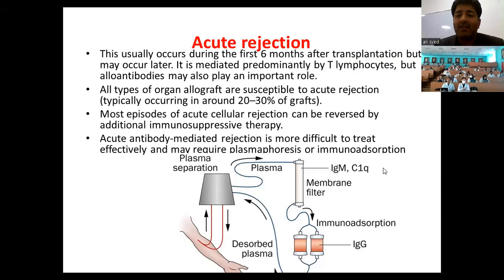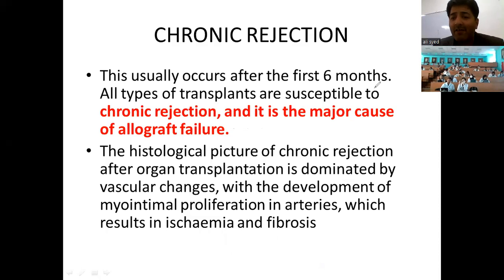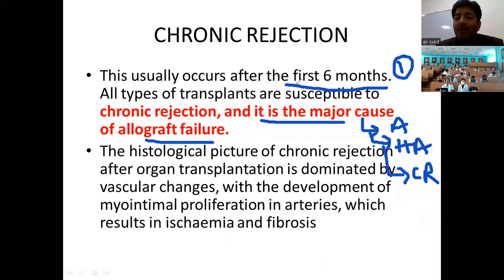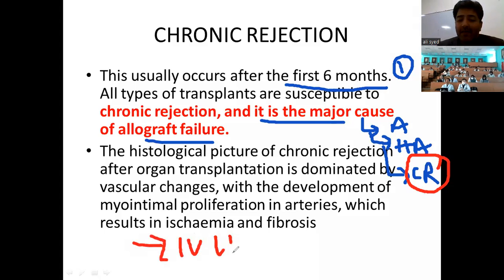Third one is chronic rejection. The first point you must remember: it occurs after 6 months. Number 2, it is the major cause of allograft failure. If I ask you an MCQ, what is the major cause of graft failure, and I give you options acute, hyperacute, and chronic rejection, your answer will be chronic rejection. It is the most common cause of allograft failure after 6 months. And it is also a type 4 hypersensitivity reaction.